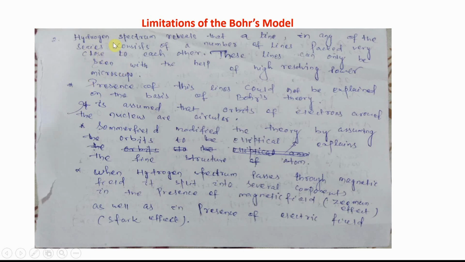No doubt the hydrogen spectrum reveals that a line in any of the series consists of a number of lines packed very close to each other. These lines can only be seen with the help of a high resolving power microscope. So the first thing is that we know hydrogen spectra are line spectra, and they consist of a number of lines placed very close to each other. To see these lines we require a high resolving power instrument.